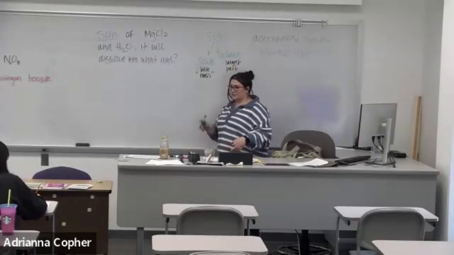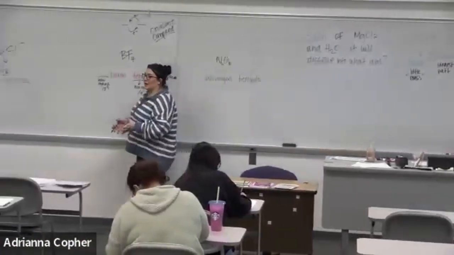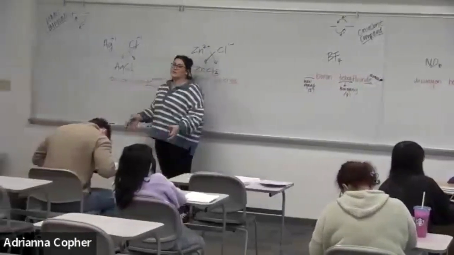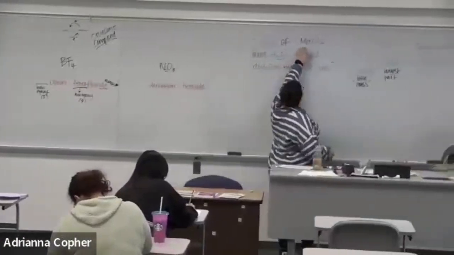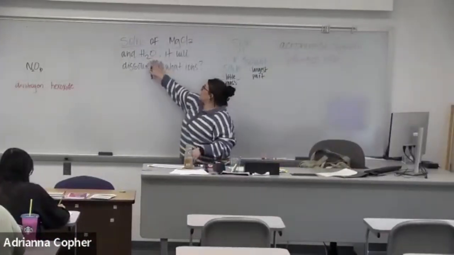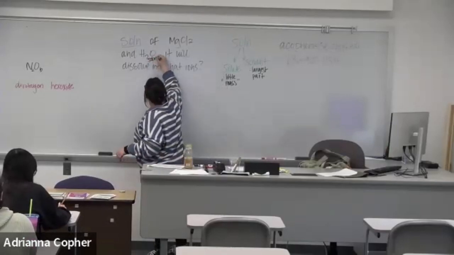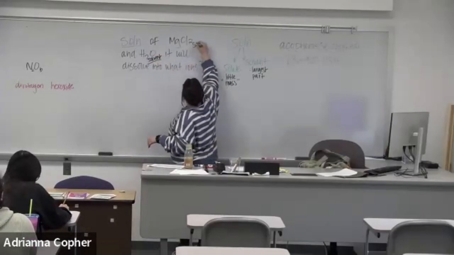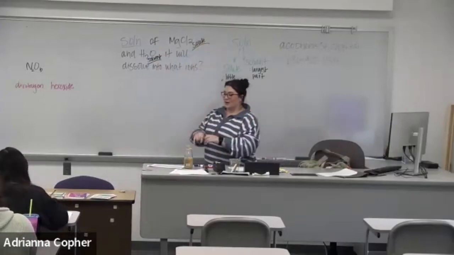Solvents dissolve solutes. If you ever use the word dissolve, we also use the word dissociate. If I dissociate a compound or a solute, I'm breaking it up into its ions. So if I dissociate magnesium chloride, because H2O is our solvent, this has to be our solute. So if I dissociate magnesium chloride, what do I get?